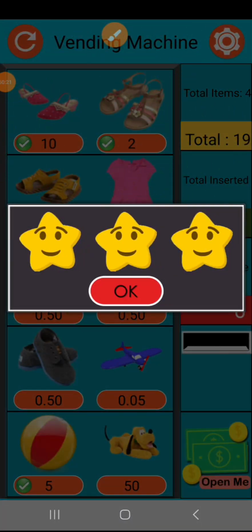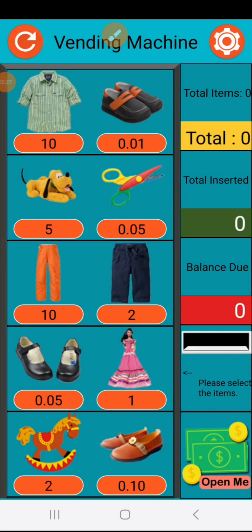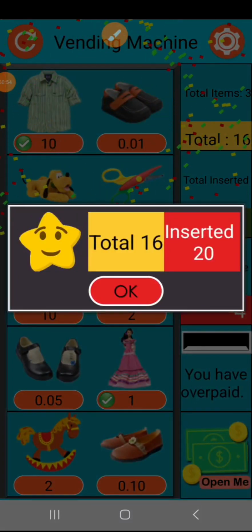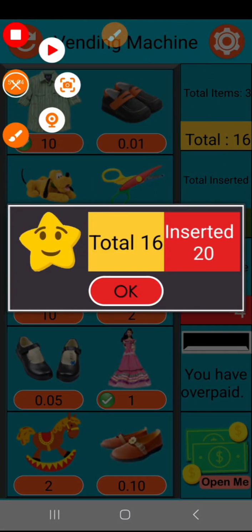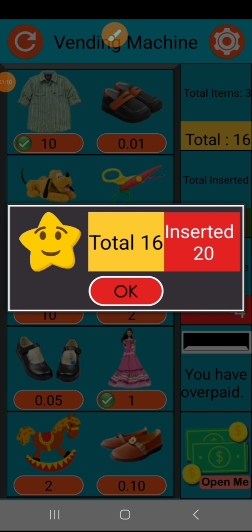Now, let's say you put too much. Let's say I'm about to buy that, and since you're doing pretty good here, I'm gonna get you a $2, and I like this shirt here. So, I owe $16. That's why I have to get this machine $16 for me to get this stuff, okay? So, let's say I just wanna get them 20. Okay, you have overpaid. Usually vending machines will give you your money back. You're fine. And all vending machines, they are going to give you your money back. So, this is just a game.